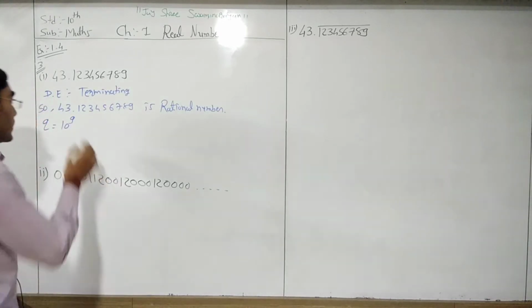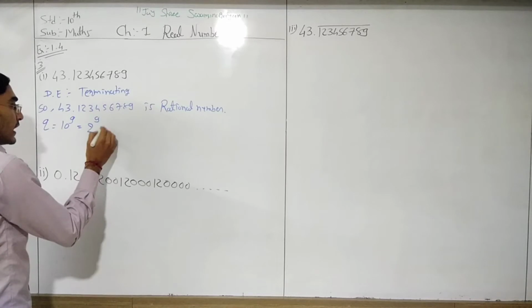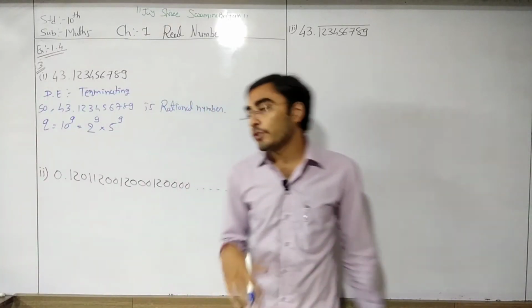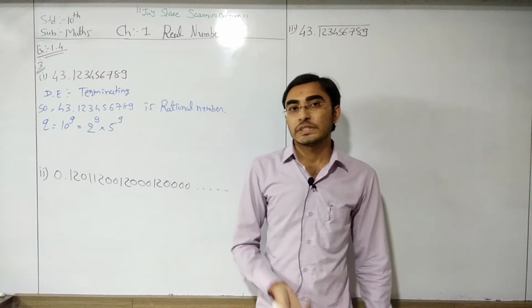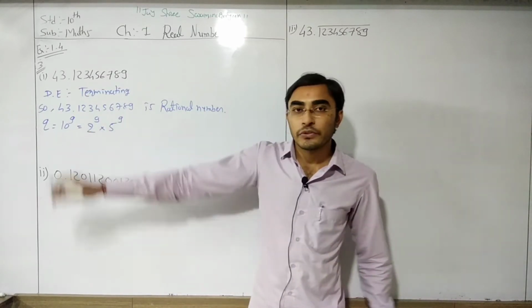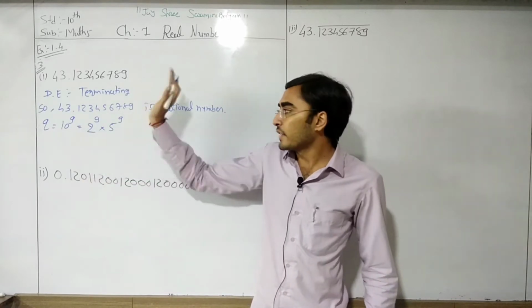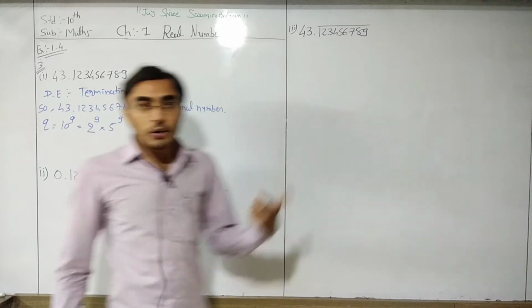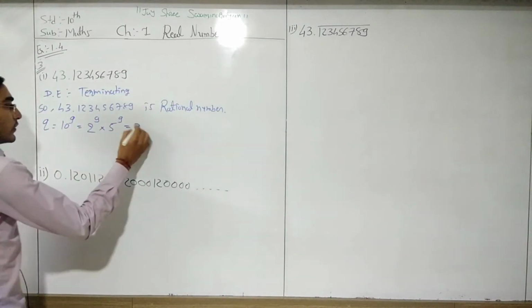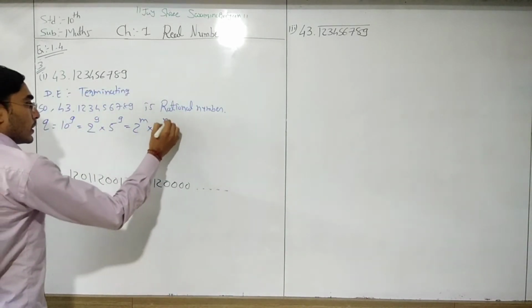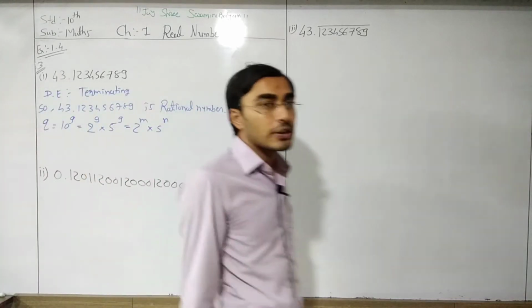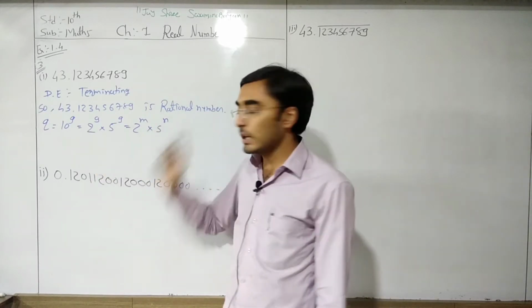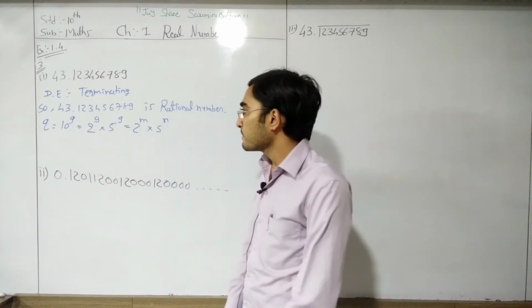Nine times 10. So you can also write 9 times 2 and 9 times 5, because the factor of 10 is 2 multiplied by 5, right? 2 multiplied by 5 is there, so 9 times 2 and 9 times 5 we have. So directly we can write the form of Q. Okay, so if you look at the form of Q, then it is in the form of 2 raised to m multiplied by 5 raised to n. Okay, so here our Q is in the form of 2 raised to m multiplied by 5 raised to n.